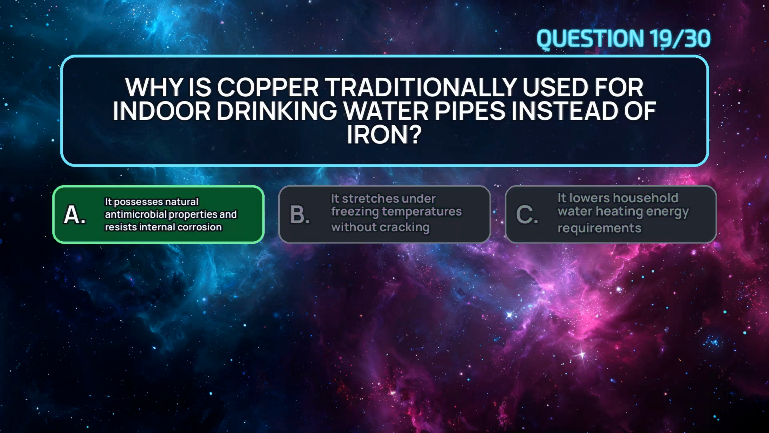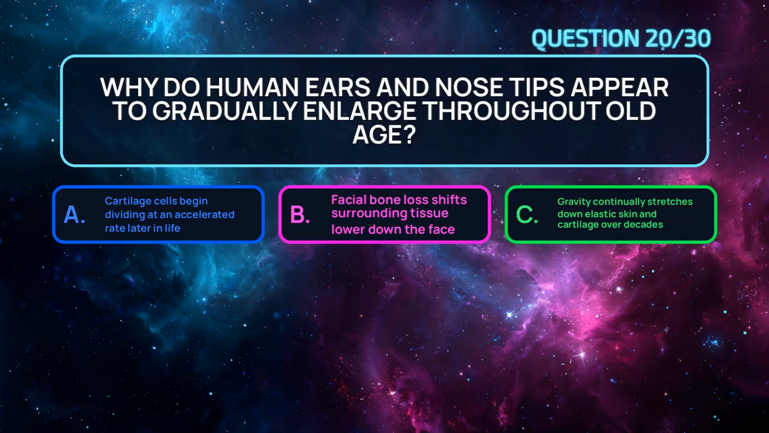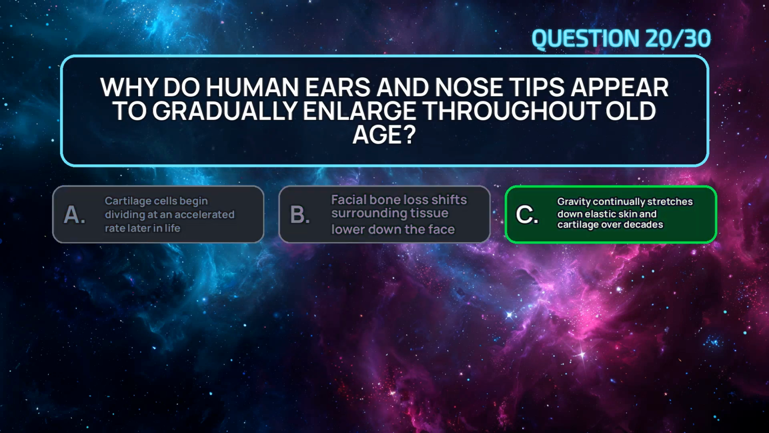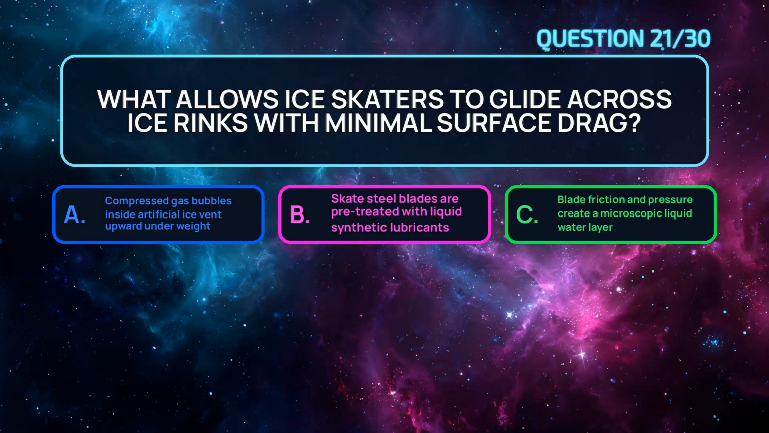Why is copper traditionally used for indoor drinking water pipes instead of iron? Correct answer. It possesses natural and. Why do human ears and nose tips appear to gradually enlarge throughout old age? Correct answer. Gravity continually.